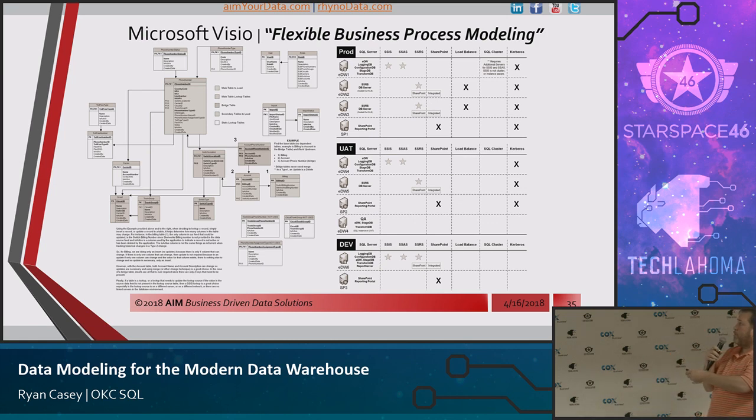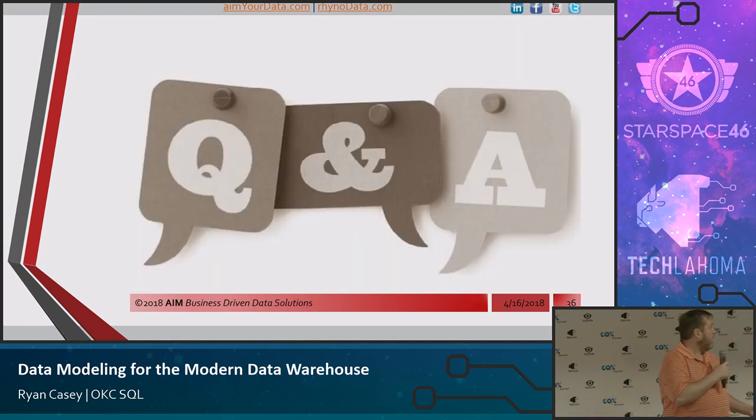But I just want to point out, data modeling is really important, but the modeling of the context is just as important as everything else, and understanding how that's applied to the business. And that's it.